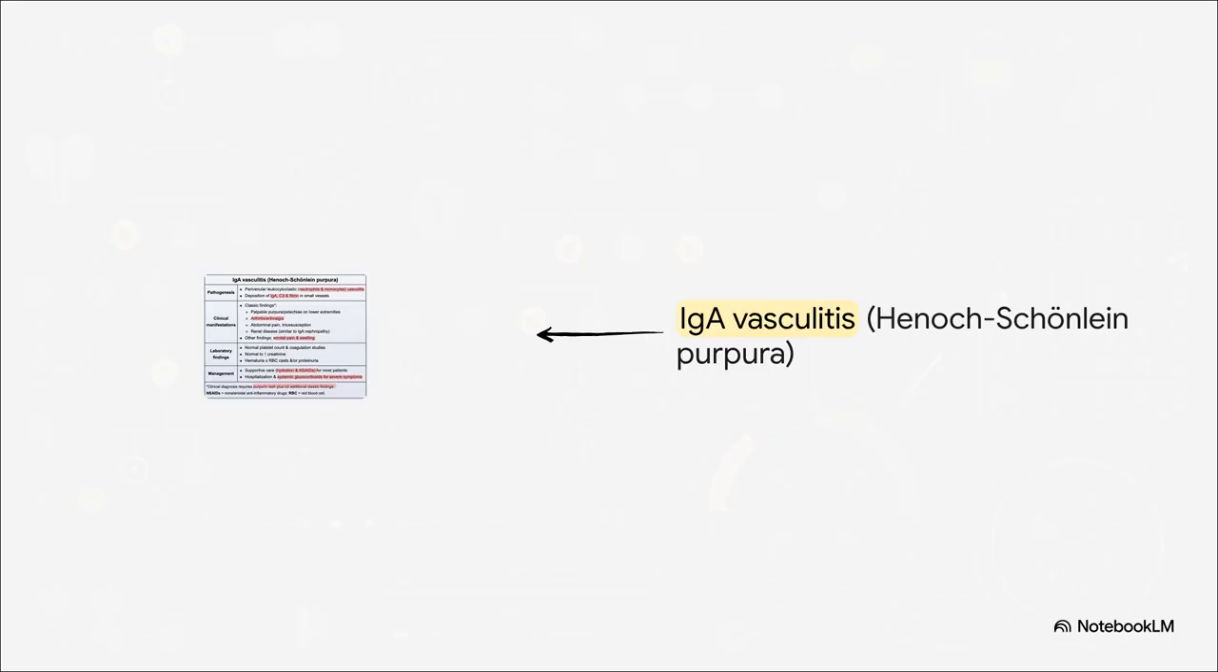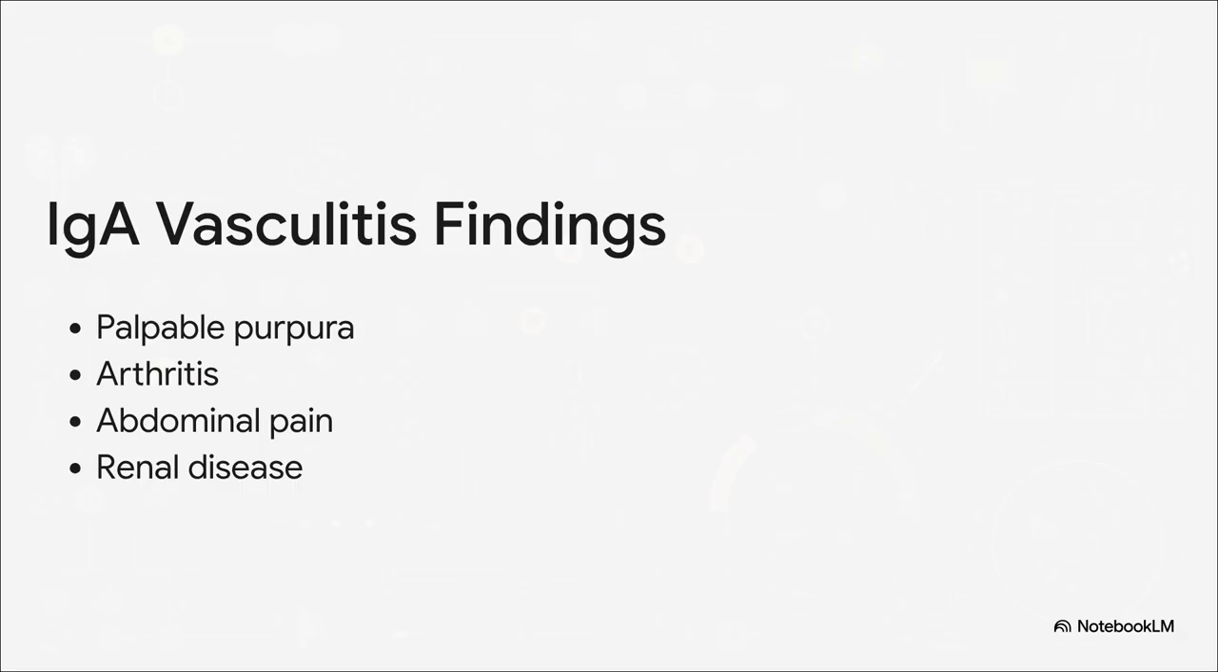Next up, IgA vasculitis, which you might know as Henoch-Schönlein purpura, or HSP. You really need to know what to look for here. The rash typically starts out as just petechiae, but then it coalesces and darkens over a few days into palpable purpura. And here is the classic tetrad you've got to commit to memory. Palpable purpura on the lower extremities, arthritis, abdominal pain, which by the way can actually trigger intussusception, and renal disease.